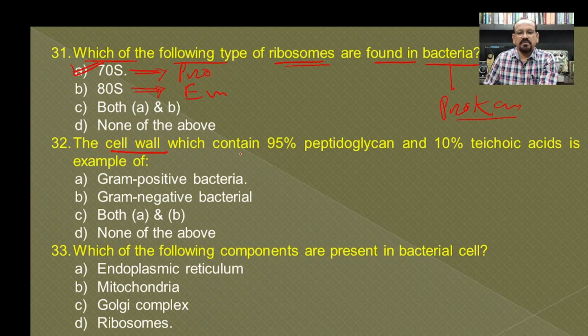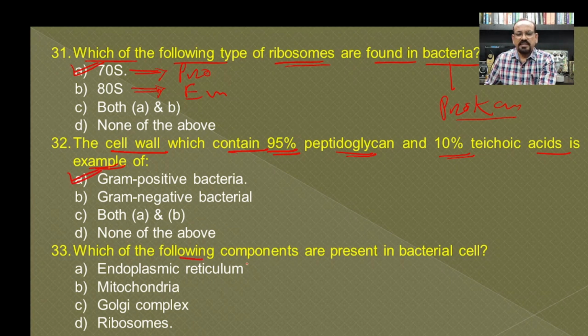The cell wall, which contains 95% peptidoglycan and 10% teichoic acid, is an example of. So this is an example of gram-positive bacteria.